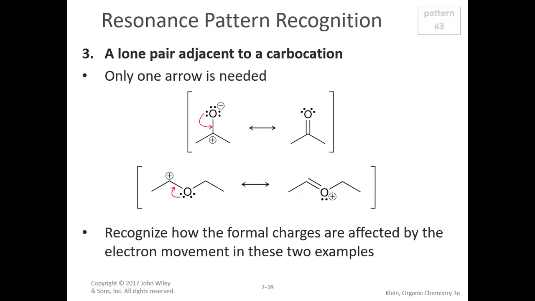A lone pair adjacent to a carbocation, right? So I have an atom with a lone pair. That oxygen has 3 lone pairs. Attached to that oxygen is a carbocation. I can move a lone pair down and form a new double bond. Same thing with the one below. It's the same idea, right?